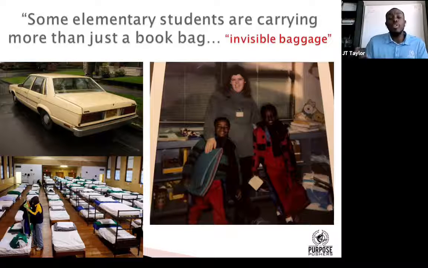Some of them may be going through a period of homelessness. Some of them may be going through some family loss. Some of them may be experiencing some child abuse or neglect. How will you support students on the elementary level who are going through that? We got to think about that.